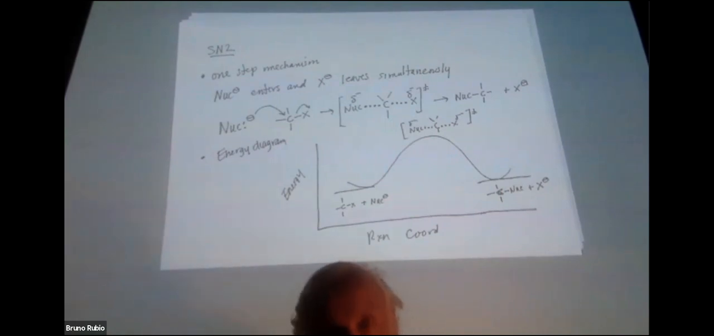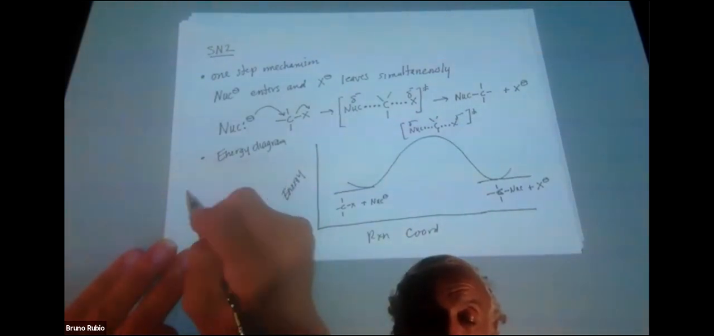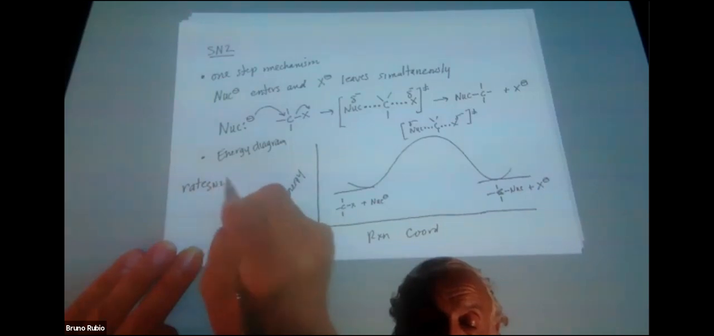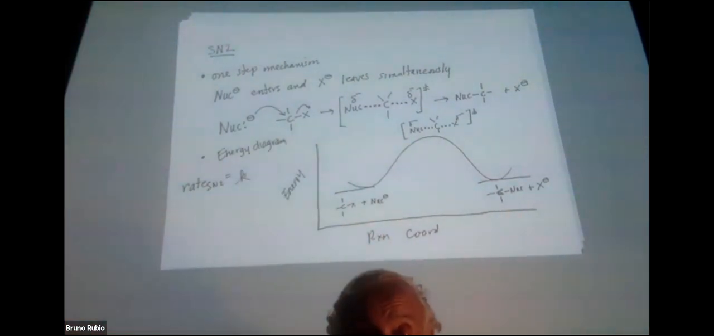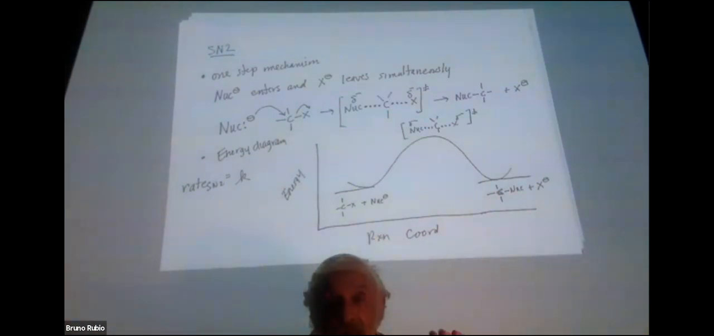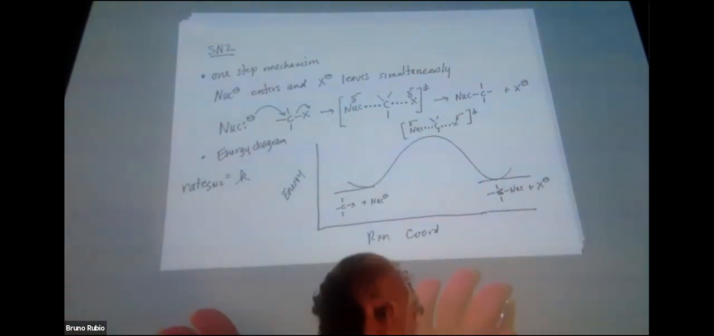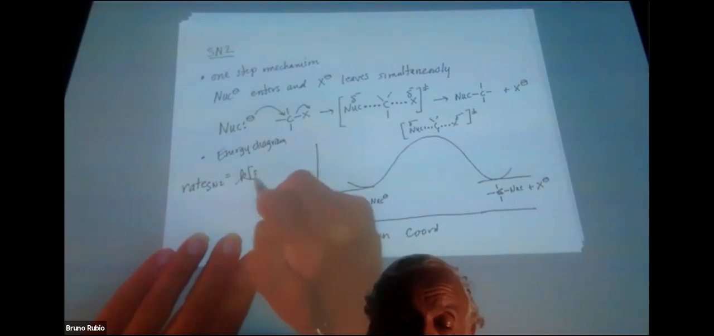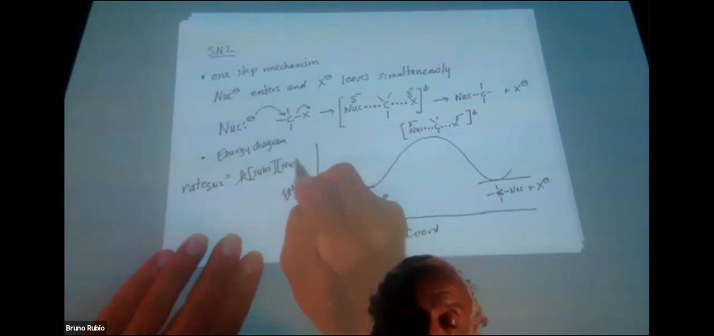All right, one of the things we're getting out of this energy diagram is that we can write the rate expression for the SN2 reaction. The rate of SN2 is going to be equal to some rate constant. But because it's a one-step mechanism and the substrate and the nucleophile have to crash into each other in order to achieve the transition state, the rate of the SN2 reaction is going to depend on the concentration of substrate and the concentration of nucleophile, right?